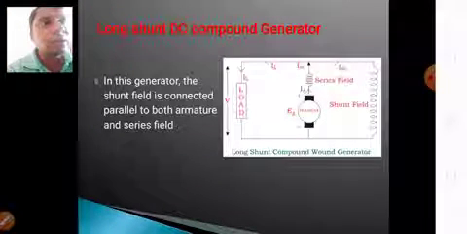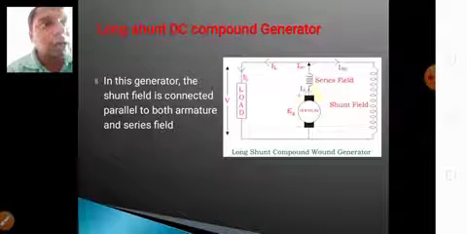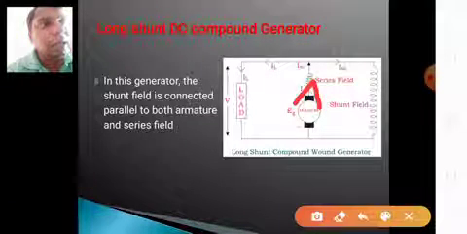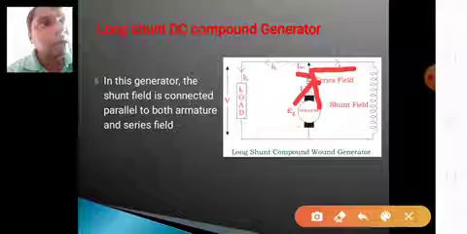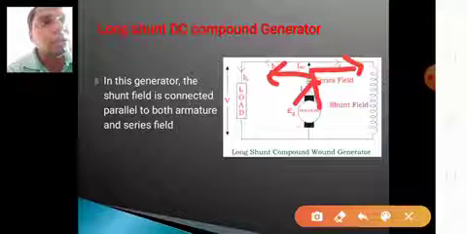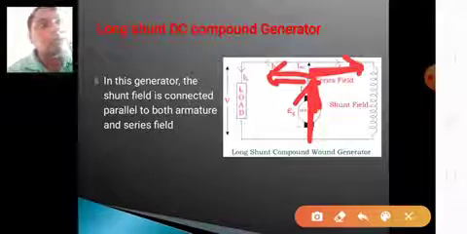Here the shunt field winding current is ISH equal to V by R, so for the same shunt field winding, ISH equal to V by RSH. The armature current IA is divided into two currents, IL and ISH. So IA equal to IL plus ISH.